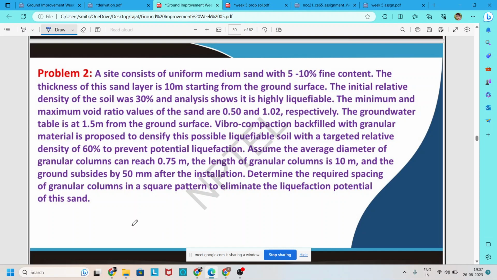You can see that the problem looks very big to read, but it is not like that. It is a very simple problem, and a similar type of question is also given in your assignment. All the values are given, and you need to find only the spacing for the square pattern. If you remember, in the starting session we discussed the volume change for backfill material, with backfill material and also with settlement.